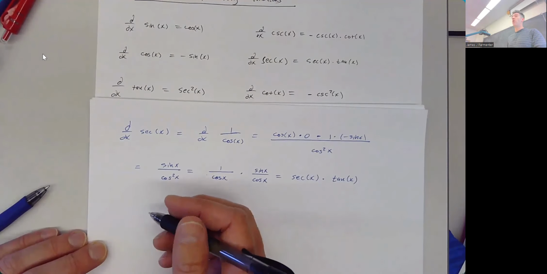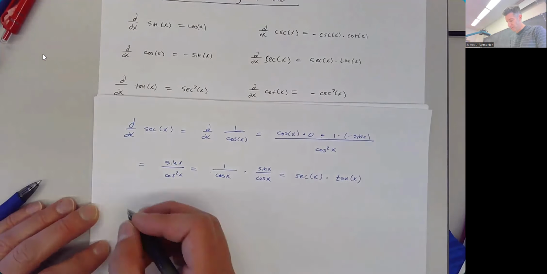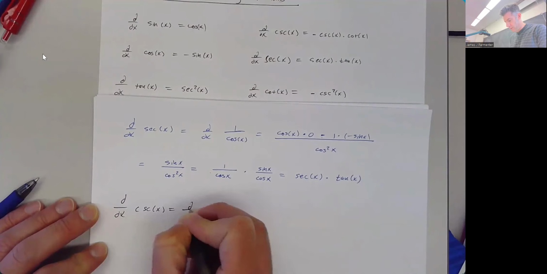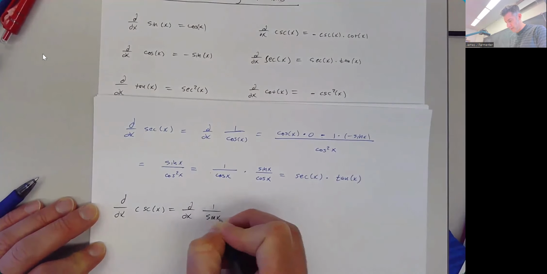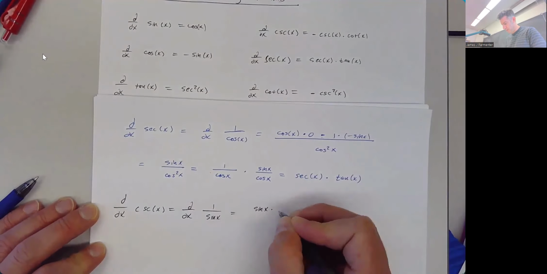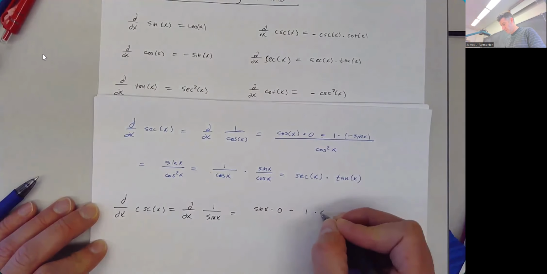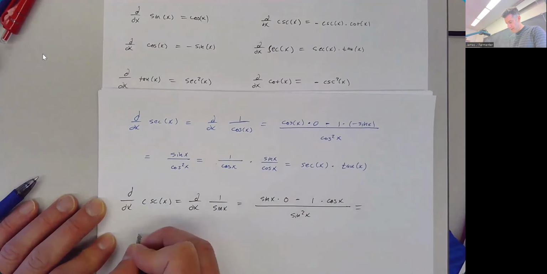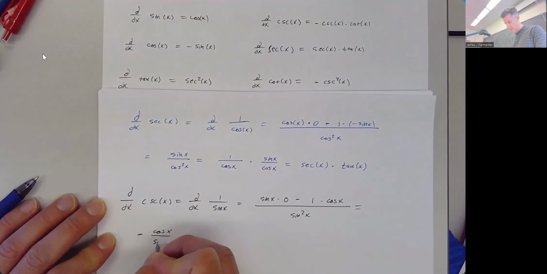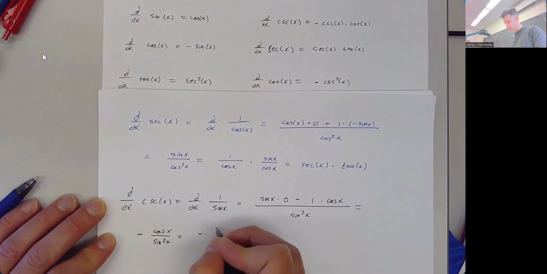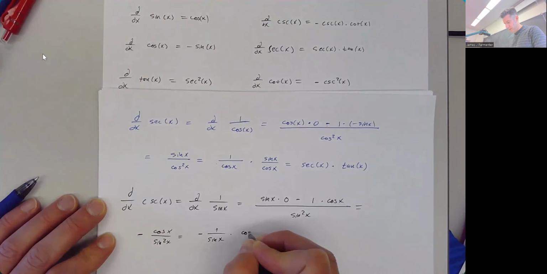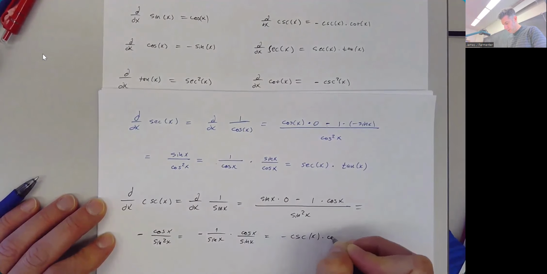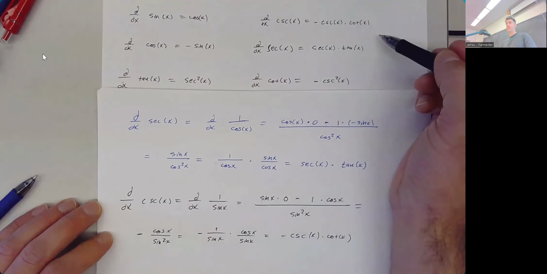Well, let's go ahead and show it just to make sure that we really are getting the right thing. So we take the derivative of cosecant of x. Well, the derivative of cosecant is the derivative of 1 over sine. That's going to be the bottom times the derivative of the top minus the top times the derivative of the bottom, all divided by the bottom squared. It does end up being negative cosine x over sine squared x, which we're going to separate in the same sort of way. It's negative 1 over sine of x times cosine x over sine of x, which is equal to negative cosecant of x times cotangent of x, which is exactly what we said it was up there.